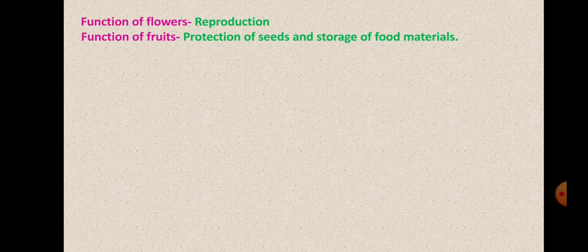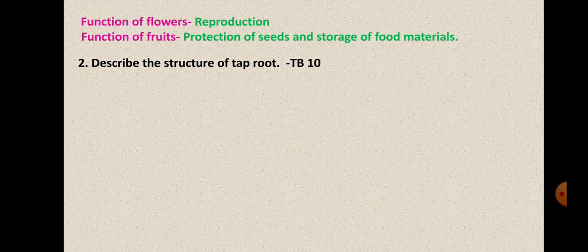Next is function of flowers. We know that its main function is reproduction. Okay. Next one is functions of fruits. Protection of seeds and storage of food materials. This is the function of the fruits. Then second is describe the structure of taproot.